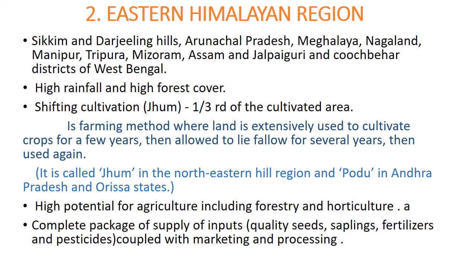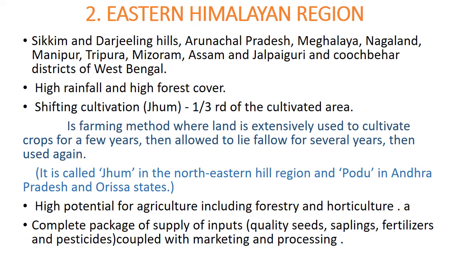Next, Eastern Himalayan region. This region consists of Sikkim, Darjeeling Hills, Arunachal Pradesh, Meghalaya, Nagaland, Manipur, Tripura, Mizoram, Assam, and some districts of West Bengal. Here rainfall and forest cover is very high. Here one third of the area is cultivated by a farming method, that is shifting cultivation.